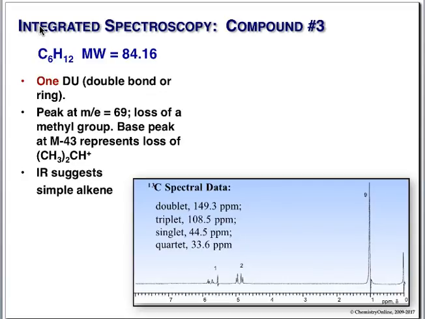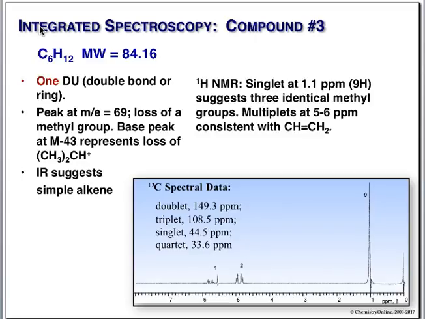Now they're split up a lot. We have what would be a CH2 and a CH with a lot of complex splitting. But nonetheless, they're all in the alkene region. I would guess that it's something like this. This is our CH2, this is our CH.